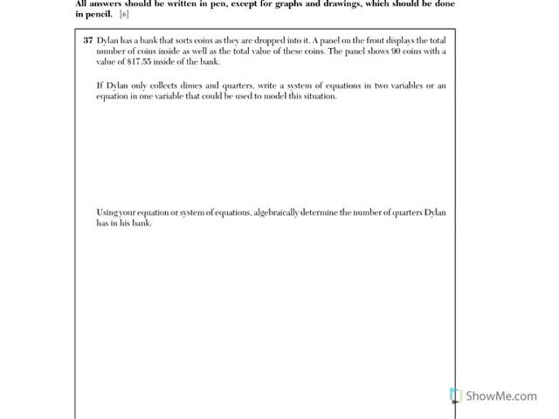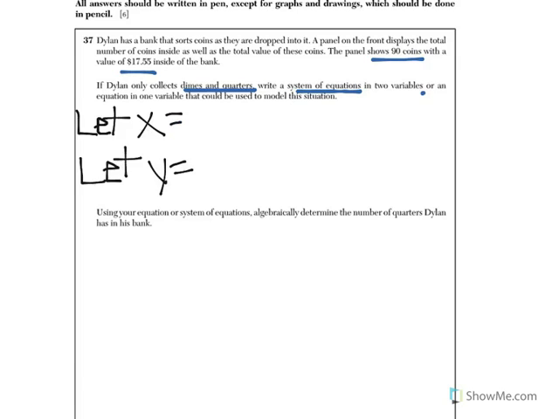So our last question, number 37. Dylan has a bank that sorts coins as they are dropped into it. A panel on the front displays the total number of coins inside as well as the total value of these coins. The panel shows that 90 coins with a value of $17.55 is inside the bank. Now Dylan only collects dimes and quarters, and we need to write a system of equations in 2 variables or an equation in 1 variable that could be used to model this situation.